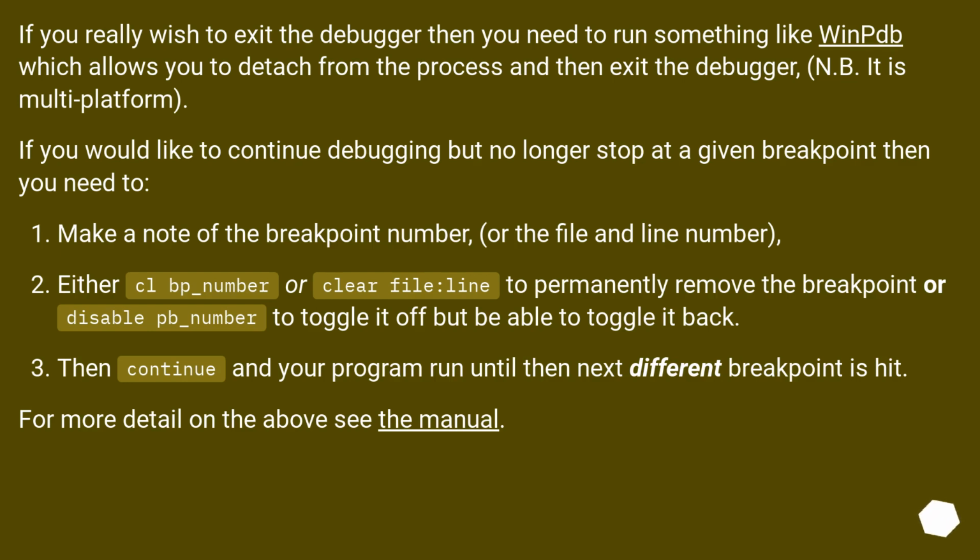If you would like to continue debugging but no longer stop at a given breakpoint, then you need to make a note of the breakpoint number or the file and line number. Either clear bp_number or clear file:line to permanently remove the breakpoint, or disable pdb_number to toggle it off but be able to toggle it back. Then continue in your program run until the next different breakpoint is hit. For more detail on the above, see the manual.